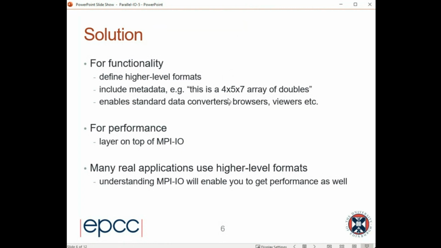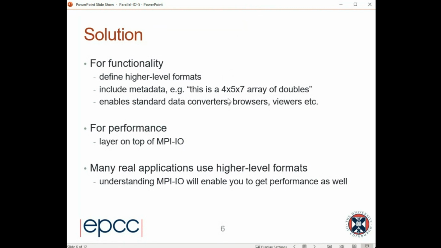However, the people who write HDF5 and NetCDF are not going to go away and reinvent parallel I/O. It's far too hard. So what they do is, at the end of the day, they layer on top of MPI-IO for performance. So they put a higher level layer on to make it easier to use, maybe an easier interface, and add metadata to the file. But to get performance, at the end of the day, they call parallel I/O. They call MPI-IO. So many real applications use higher level formats.